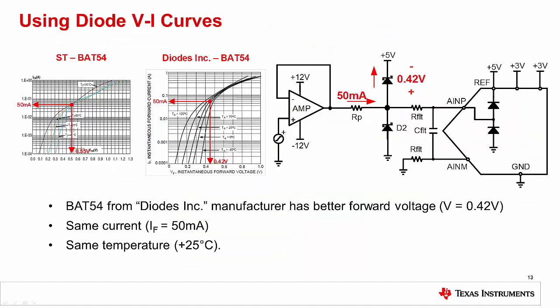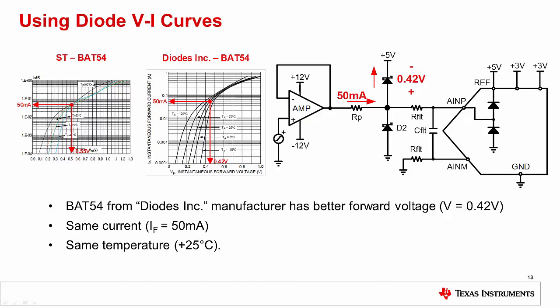Once you have selected your diode, you will need to use the forward current versus voltage curve to identify the diode drop under fault conditions. You may remember from the component selection section that the amplifier short circuit current was 50 milliamps. Assuming the worst case scenario of all the current flowing through the diode, you can use the curves to determine the forward voltage under the fault condition.